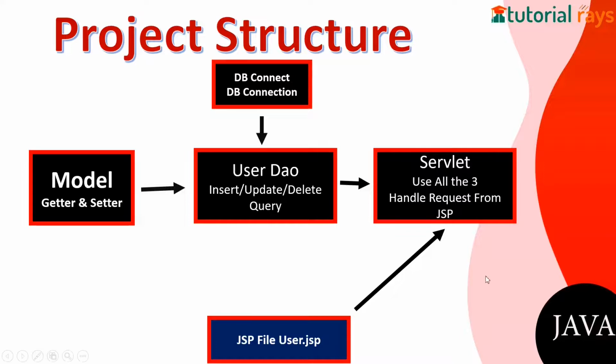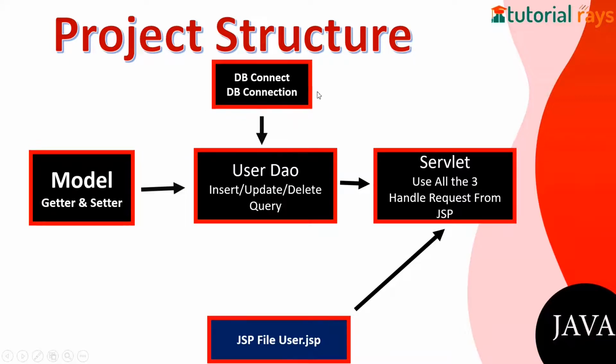Now let's understand how this works. Suppose we create user.jsp. This user.jsp will send the data to the servlet, and the servlet will utilize user DAO. This DAO file will require the database connection file and also the model file. So this is the flow of our code structure which we will be using in our project. Now let's get back to the practical part.